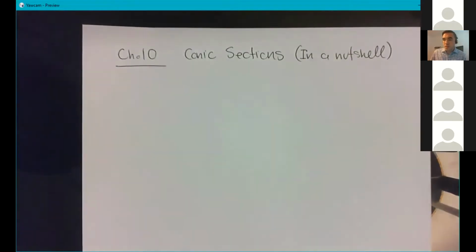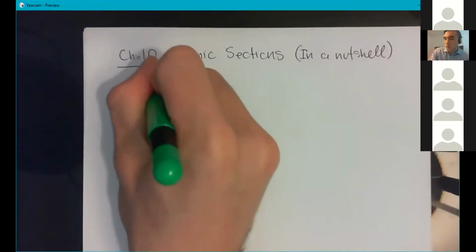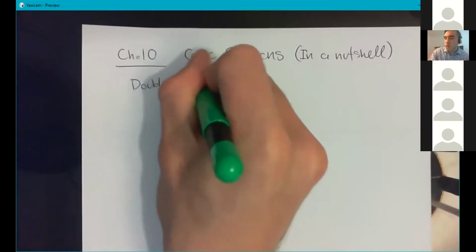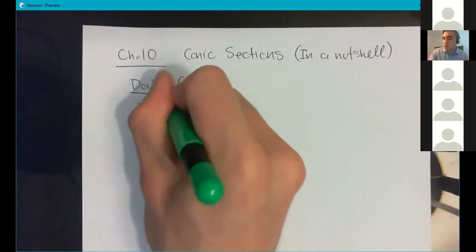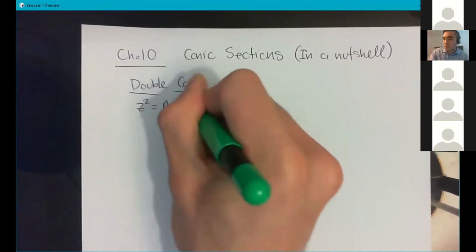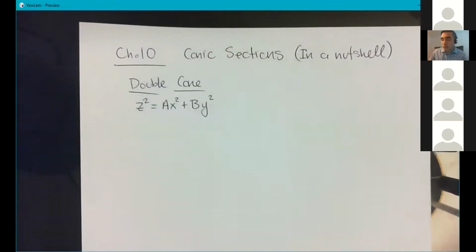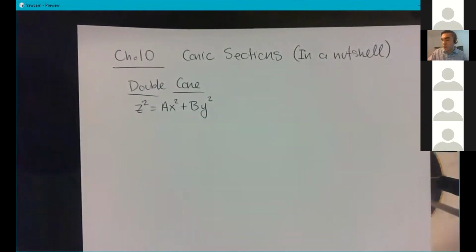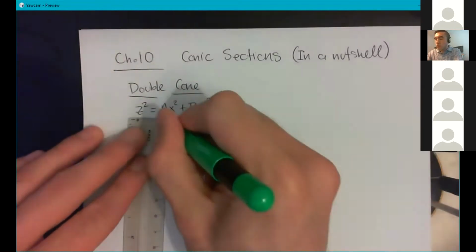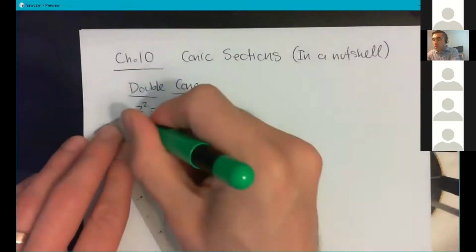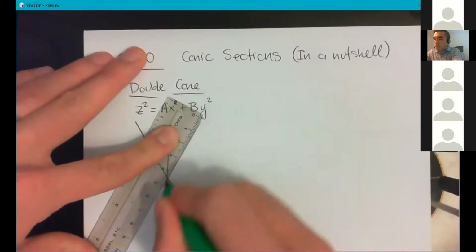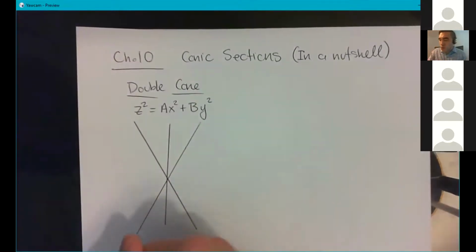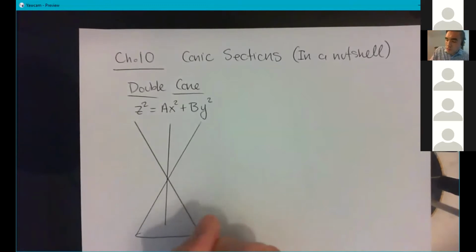There exists this object called a double cone. And the general equation for the double cone is the following. Z squared is equal to ax squared plus by squared. Now you'll notice that this equation isn't just made of x and y, it's made of x, y, and z. So if you were to graph it, you would have to graph it in 3D space. This does not fit on the xy plane. And if you graph this, here's what you get. You are going to get a double cone.